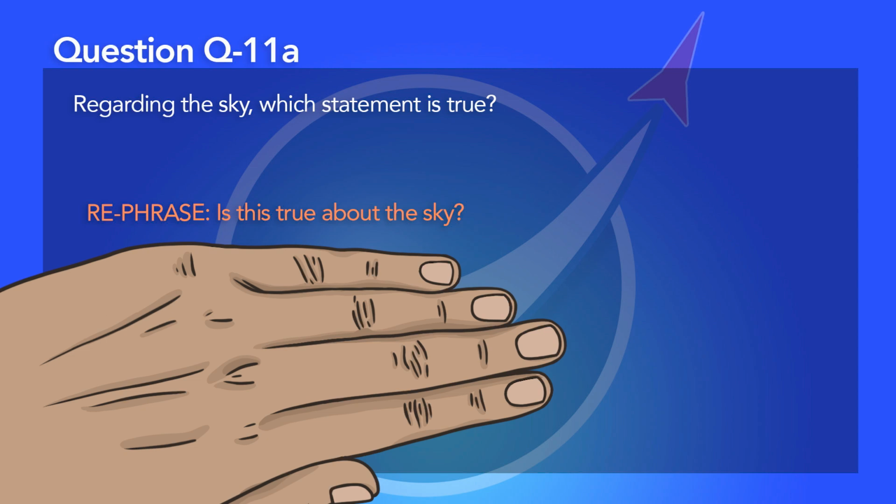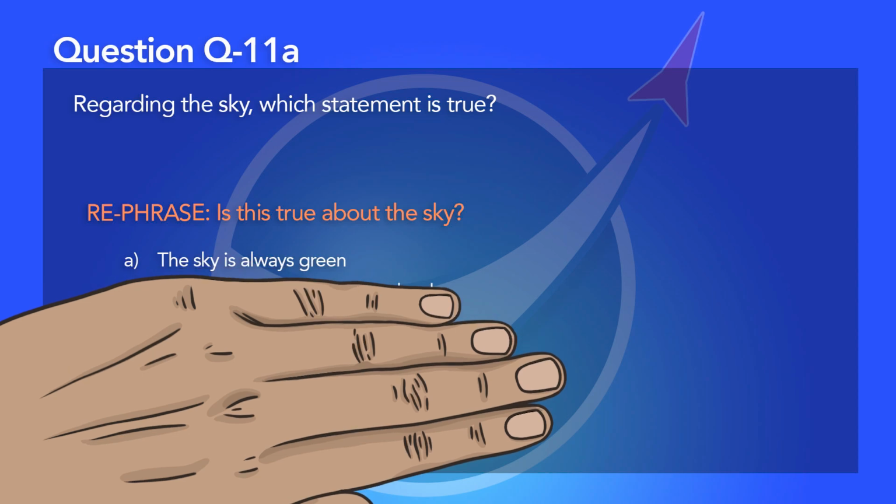So now you're clear in your mind, you're looking for the answer to the question, is this true about the sky? And so now you're going to slide your hand down a little bit and you're going to reveal choice A and only choice A. So now you'll read and you'll have in your head the rephrase, is this true about the sky? And you'll read choice A. The sky is always green. Well, clearly the sky is not always green.